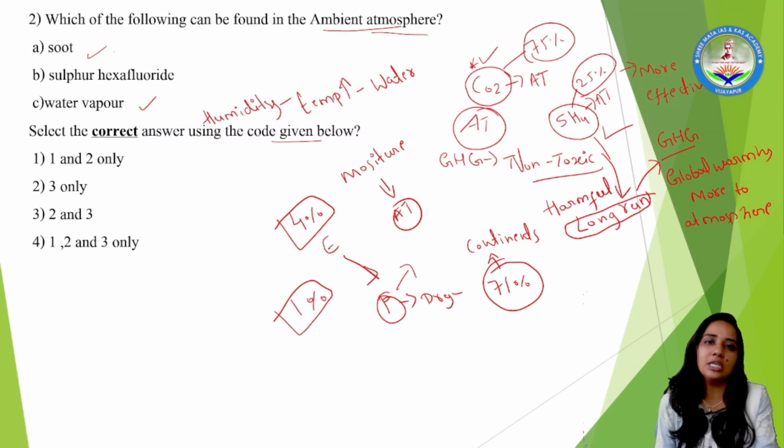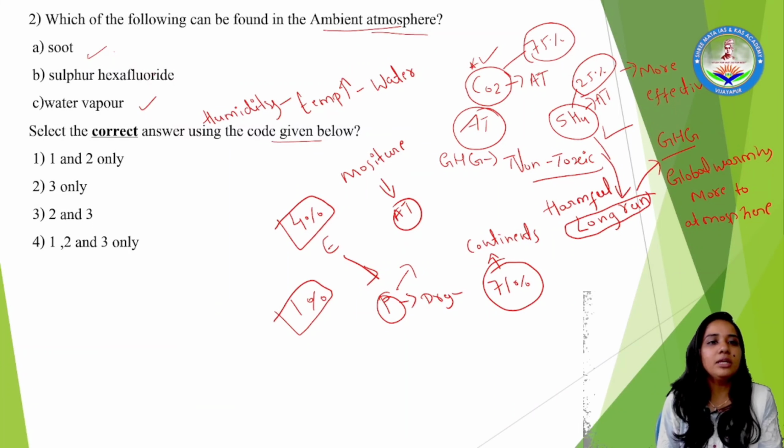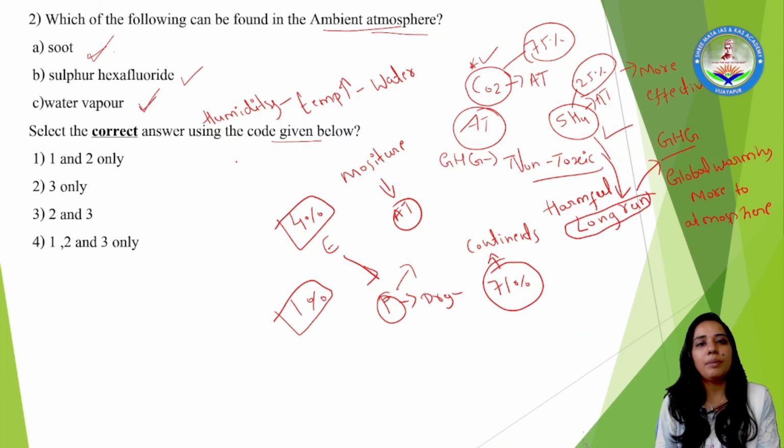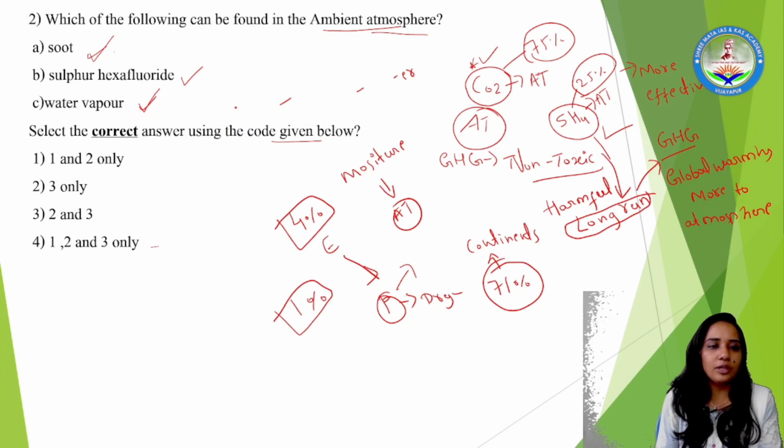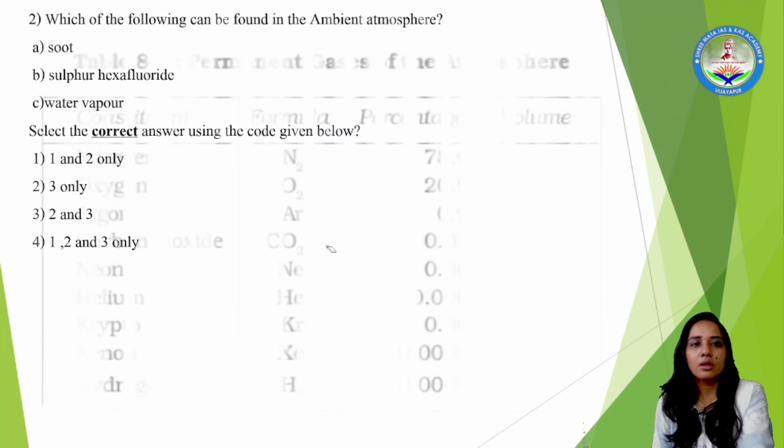Latitudinal wise, if you studied already the latitudes, then you will be able to understand how the percentage of the water vapor changes from equatorial region to the polar regions. Right? So sulfur hexafluoride is part of your atmosphere. Soot is definitely part of your atmosphere, and water vapor is also part of your atmosphere. Means which of the above options are correct? All of the above options are correct. This is what your answer is.